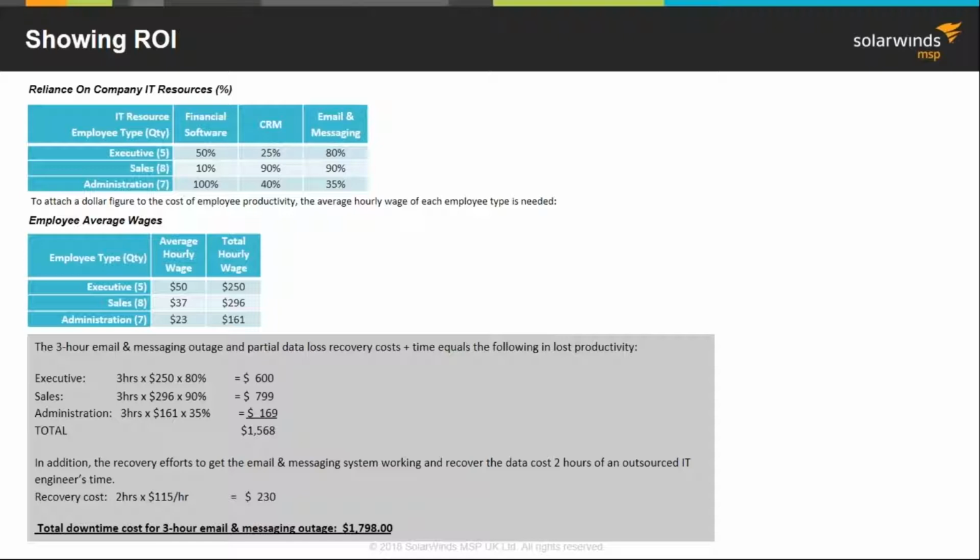So the executives, at 3 hours of outage at $250 an hour as a departmental cost, with an 80% reliance on email and messaging, have a cost to the business of $600. Sales, $799. Administrative, $169. So our total soft dollar cost is $1,568.